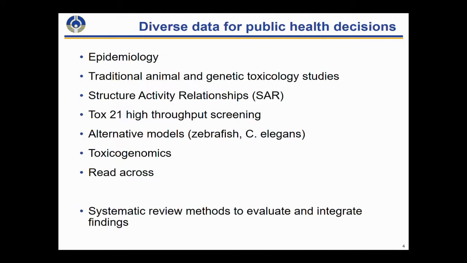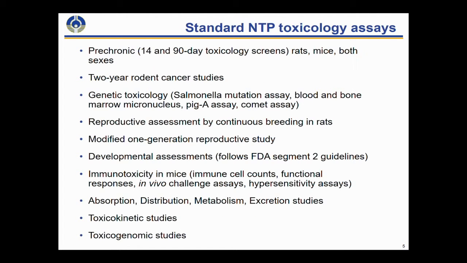So we all know that there's very diverse kinds of information that can be used to make public health decisions. And all of these things you are probably aware of in various shapes and forms. But I'd also like to point out that there are also methodologies being developed now by our program and others to be able to pull the information together from these various data streams in a systematic manner, pulling together systematic review methods and tools to evaluate and integrate the findings from a wide variety of different information databases.